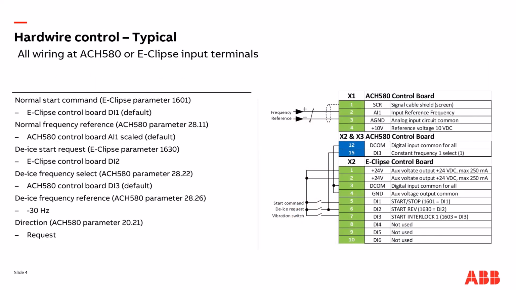With hardwire control, all the wiring is going to be landed at the ACH580 or E-Clipse input terminals. The normal start request is going to come in on digital input 1 of the E-Clipse control board.